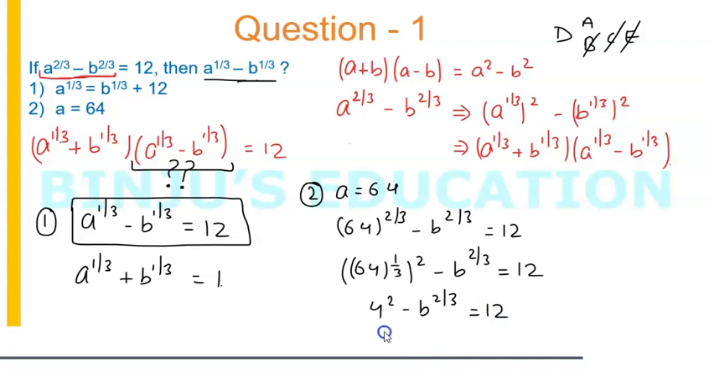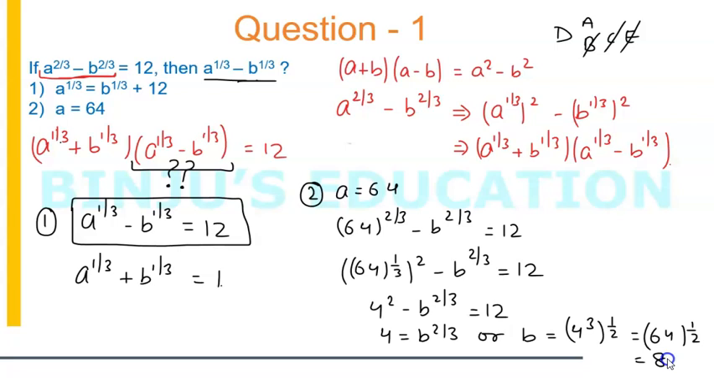So 16 minus 12 is 4, so 4 will be equal to b to the power 2 by 3. Or in short, I can say that the value of b will be equal to 4 cube to the power 1 by 2, which will simply be equal to 64 to the power half, and which is equal to 8. Now you have the value of a, you have the value of b. So can you calculate a to the power 1 by 3 minus b to the power 1 by 3 from there? Yes, you can definitely do that.